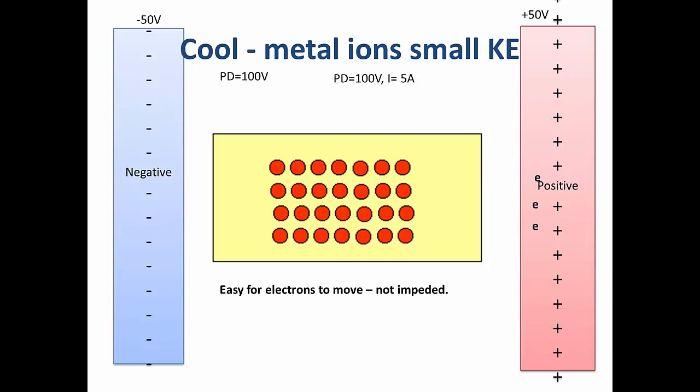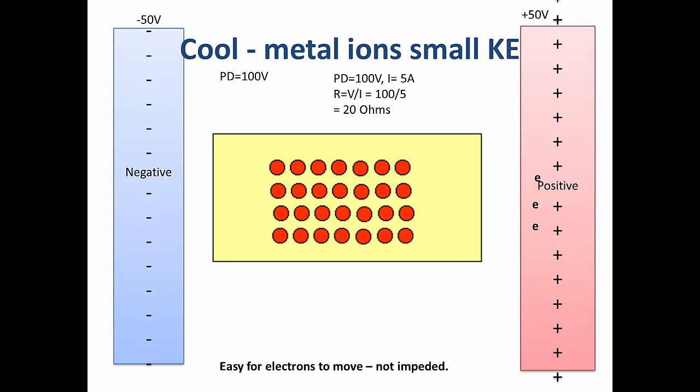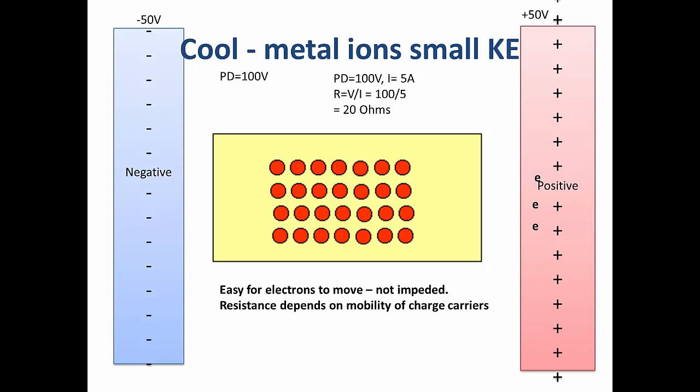So given that we have a potential difference of 100 volts and a current of 5 amps, we can say that the resistance is 100 divided by 5, which is 20 ohms. So a cool metal, in this case, has a resistance of 20 ohms. So it's easy for the electrons to move because they're not impeded. Second thing is that the resistance depends on the mobility of the charge carriers, and since these charge carriers have a great deal of mobility, it means that it has a low resistance. So a low temperature means a low resistance.